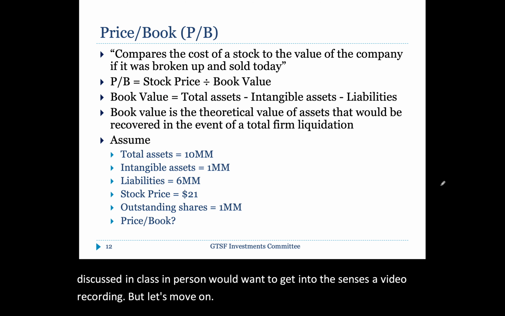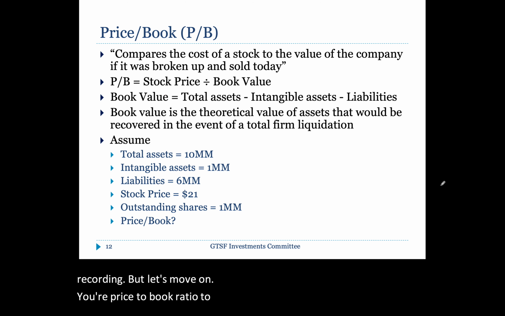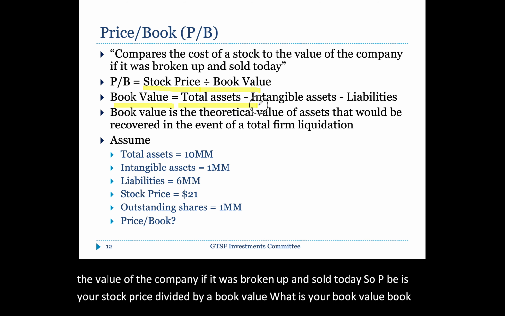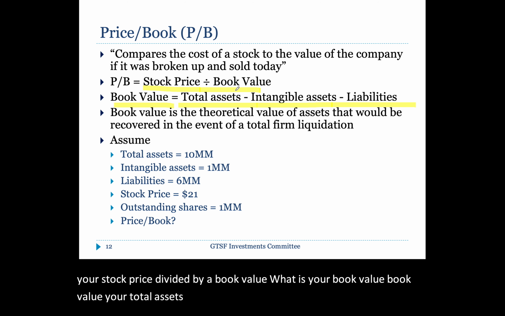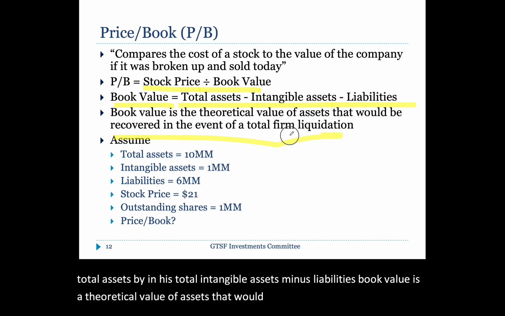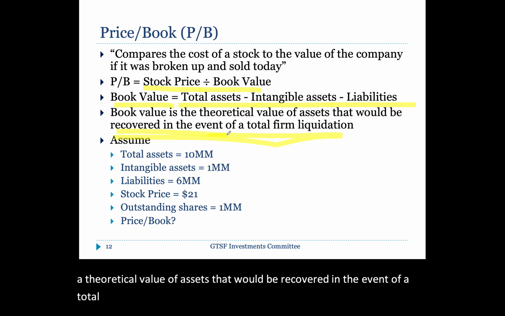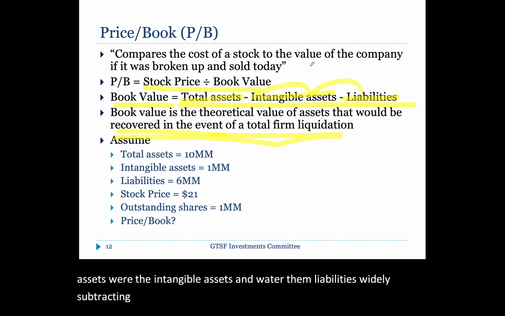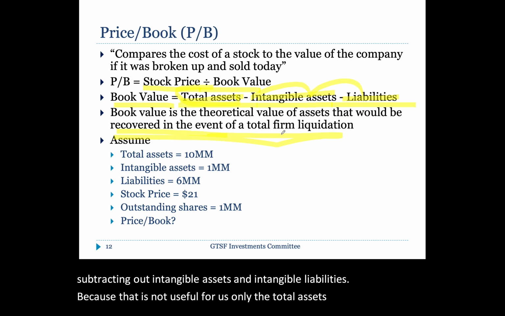Your price to book ratio, the PB ratio, compares the cost of a stock to the value of the company if it was broken up and sold today. So PB is your stock price divided by your book value. What is your book value? Your book value is your total assets minus total intangible assets minus liabilities. Book value is a theoretical value of assets that would be recovered in the event of a total firm liquidation. So if the firm was to be sold off, what are the total assets, what are the total intangible assets, and what are the liabilities? Why are we subtracting out intangible assets and liabilities? Because that is not useful for us. Only the total assets can be sold off in a liquidation event.